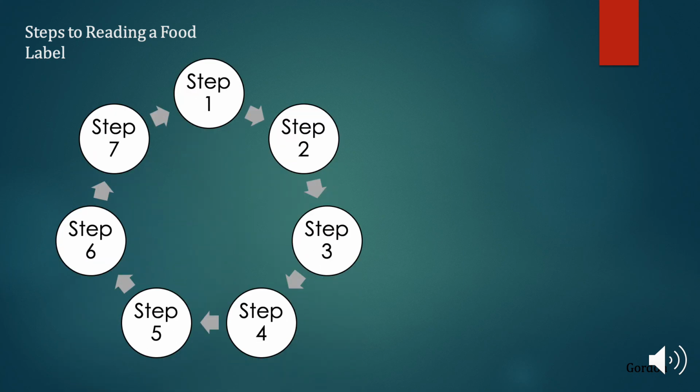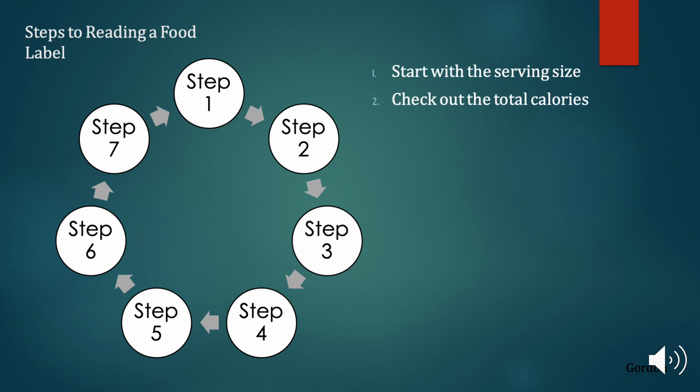Steps to reading a food label. There are 7 steps. The first one is start with the serving size. Look for the serving size and compare portion size to listed serving size. Number 2 is check out the total calories. How many calories are in a single serving? Number 3, let the percent daily values be your guide. Use percent daily value to help evaluate how a particular food fits into your daily meals.